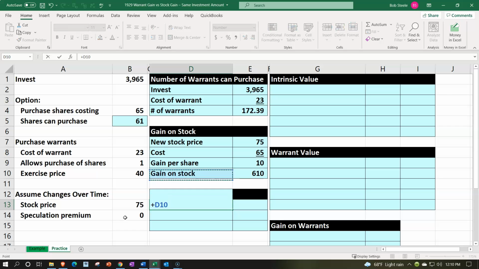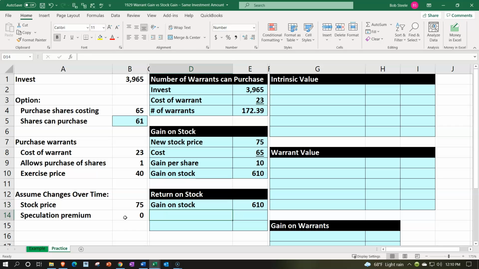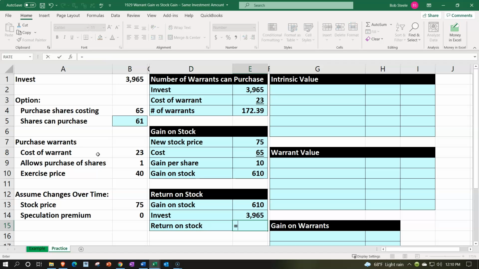So the return, if we think about it as a percent return on the stock, we're going to pick up our gain on the stock, which is the 610, and compare that to the original investment of the $3,965. That's going to be our return on stock, which is going to be equal to the 610 divided by 3,965, making that a percent number group, adding a couple decimals, underlining the 3,965 investment, font group and underline. So there we have that.